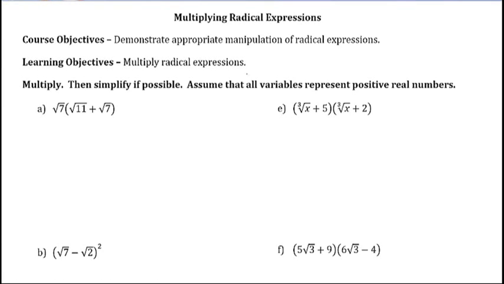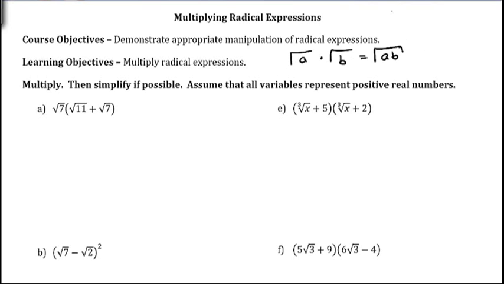This lecture video is about multiplying radical expressions. When you are adding and subtracting radical expressions, the radicals have to match exactly, but you can multiply two radicals together. So remember, we have the product rule. If you have the square root of a times the square root of b, this is the same as the square root of a times b. And so we'll be using that property.